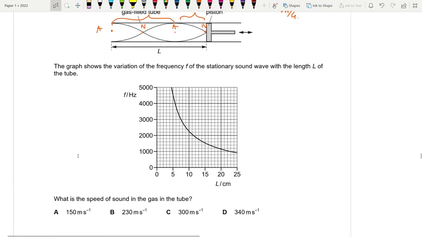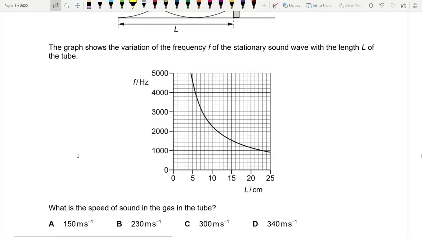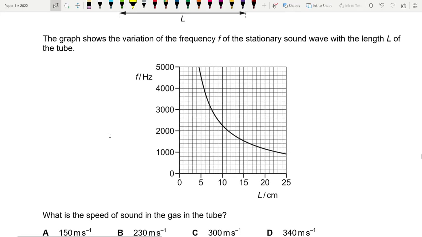Now we need to pick a suitable value. Okay, we gotta pick a suitable value. Let's see. How about 2500? Is this a good value? Probably. Matches with 9. So frequency 2500 and length 9 cm.